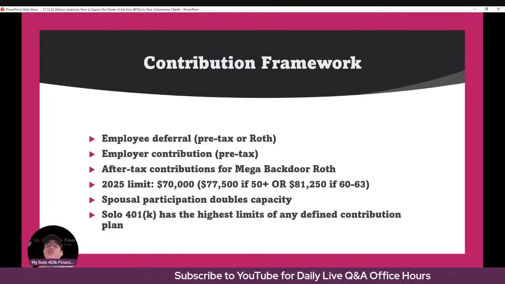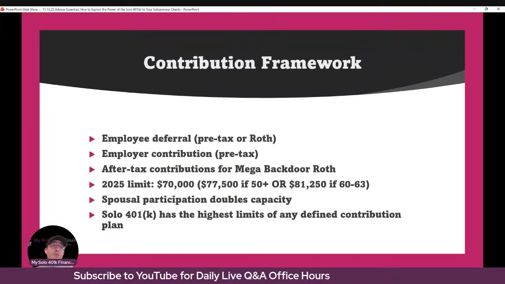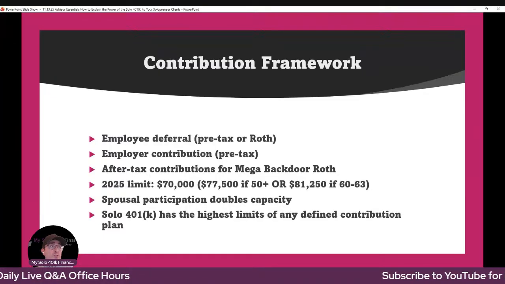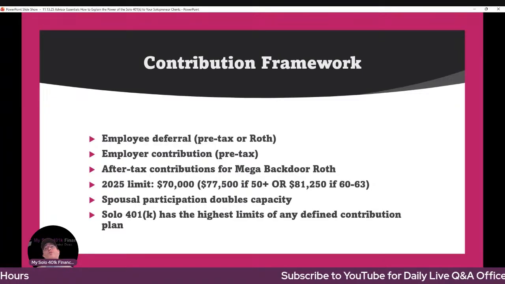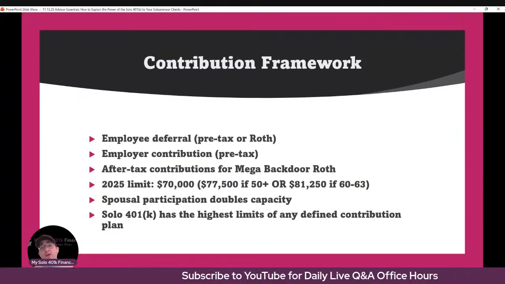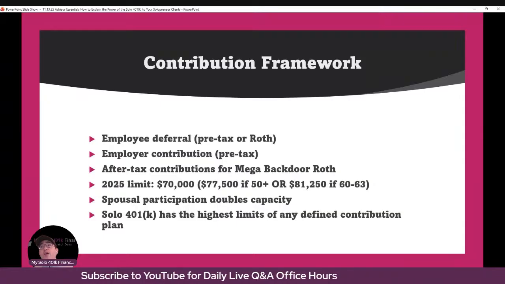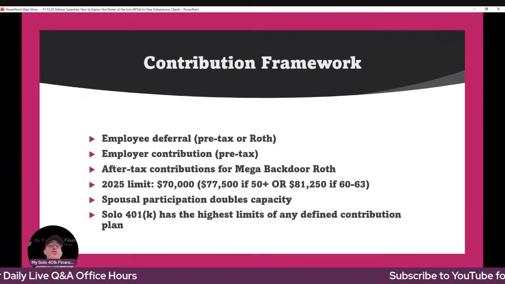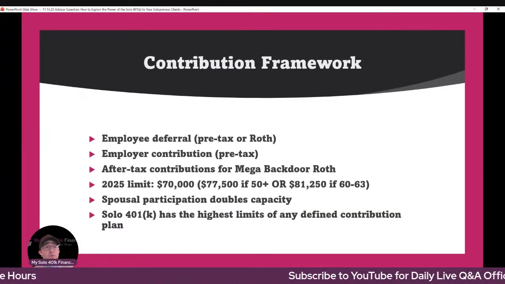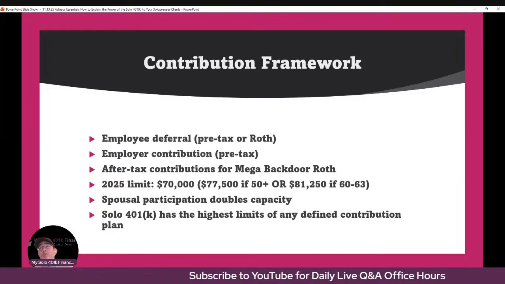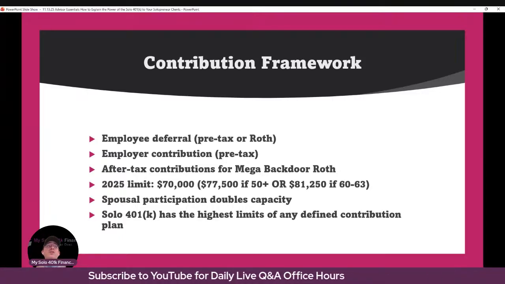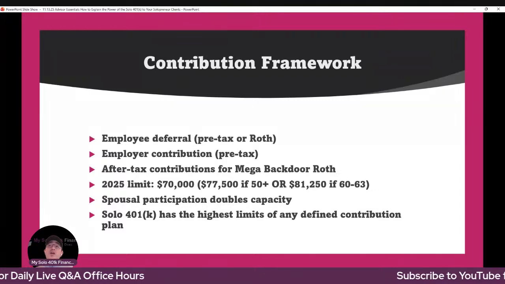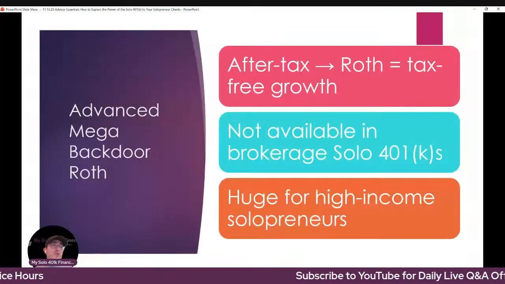If you're age 60 to 63, now you can access the super catch up contribution limits, which could take you up to $81,250. And moreover, if your spouse is working in the business, your spouse can participate in the solo 401k and make contributions based on the spouse's scenario, right? Based on their earned self employment income, based on the spouse's age, the type of contribution the spouse wants to make, etc. But ultimately, it could open the door to potentially double the contribution capacity because now you have two persons that can make contributions.